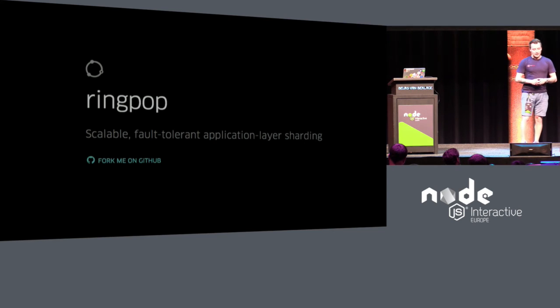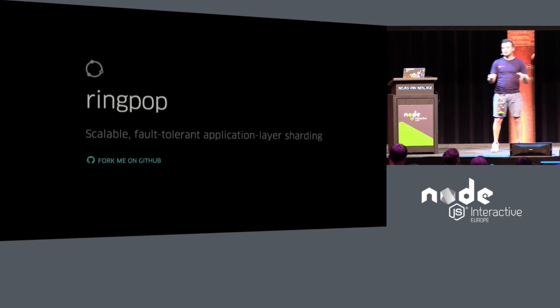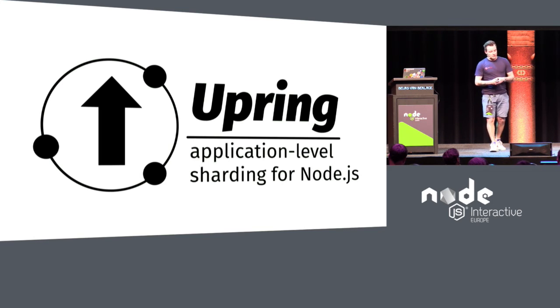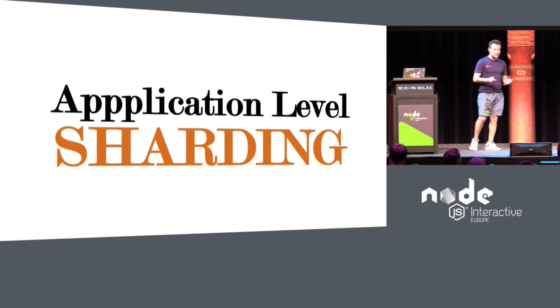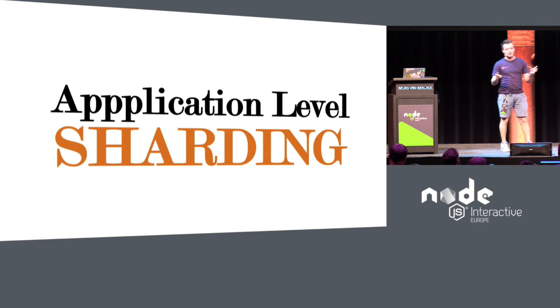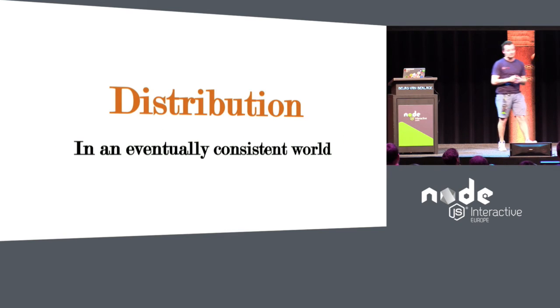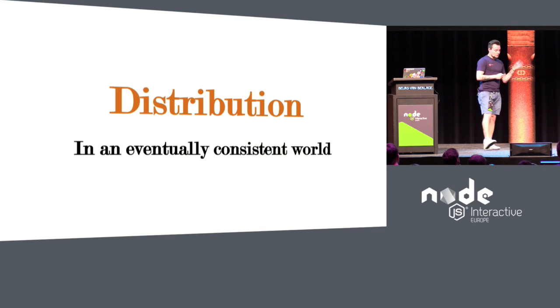It's basically a layer 7, so an application-level sharding library. And Matteo Collina and I are working on a library called UpRing that is a simplified version of Ringpop. Because Ringpop is an application-level sharding library that tries to bring distribution in an eventually consistent world. So distribution needs to be strongly consistent, but we said that the world is eventually consistent.